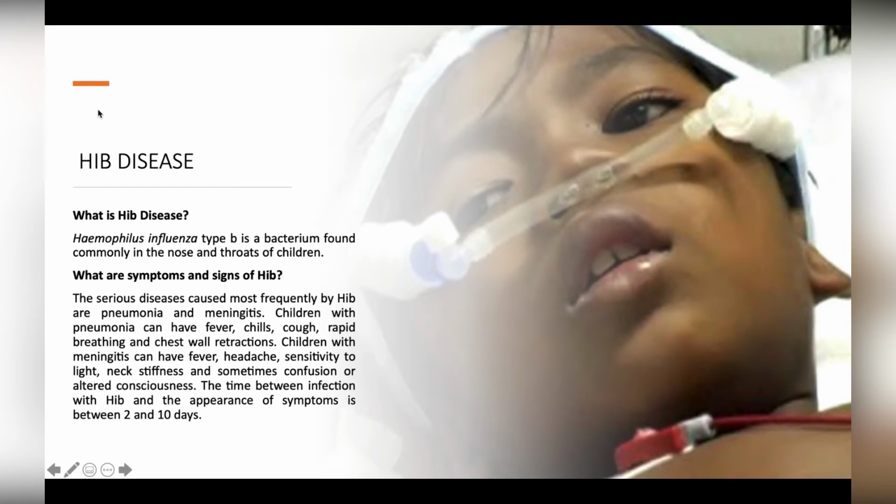Children with pneumonia can have fever, chills, cough, rapid breathing, and chest wall retraction. Children with meningitis can have fever, headache, sensitivity to light, neck stiffness, and sometimes confusion or altered consciousness. The time between infection with Hib and the appearance of symptoms is between 2 and 10 days.